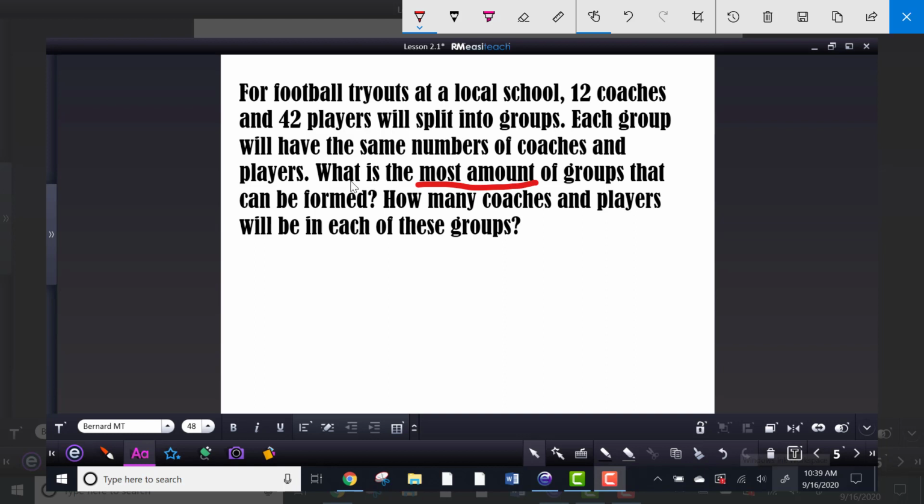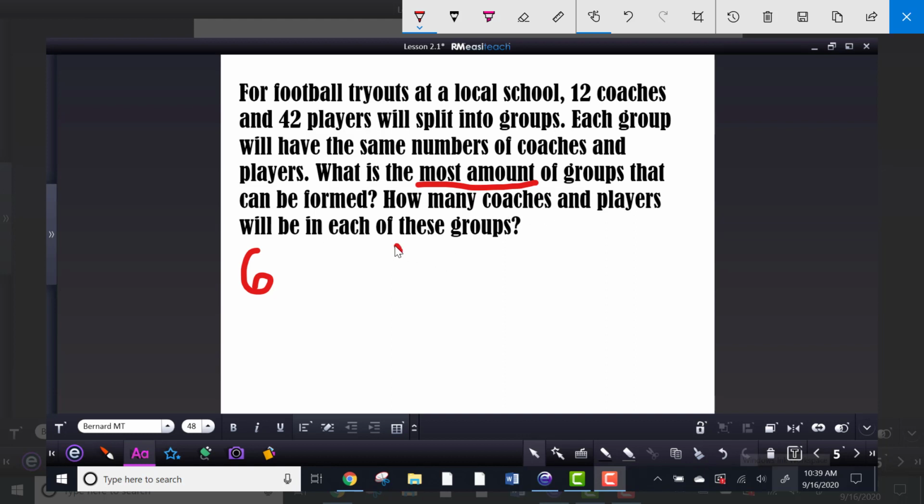So we're taking a look at what's the most amount of groups that can be formed. What we do first of all is take 12 and 42 and find the greatest common factor. The greatest common factor of 12 and 42 is going to be 6. So whenever they're asking you what is the most amount of something that can be formed, that's where the greatest common factor will go. So 6 total groups, and now they're asking how many coaches and players will be in each group.